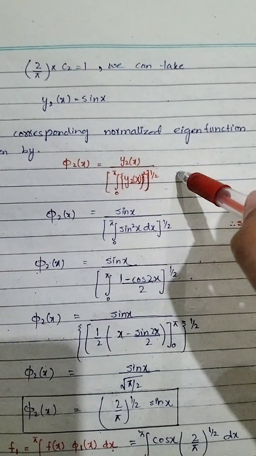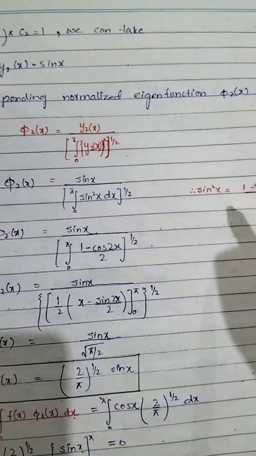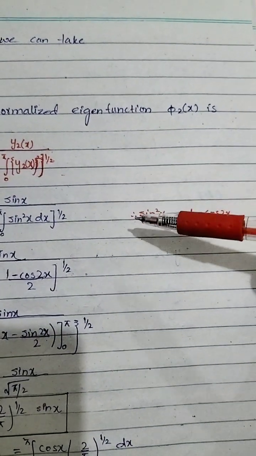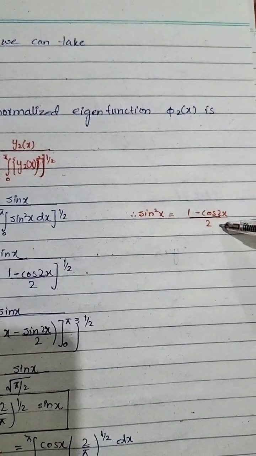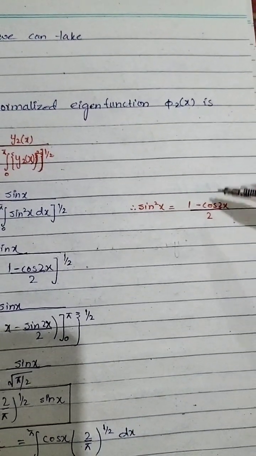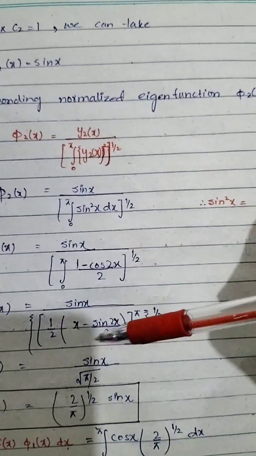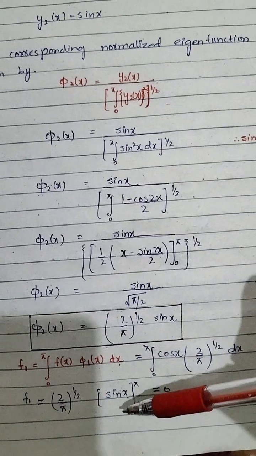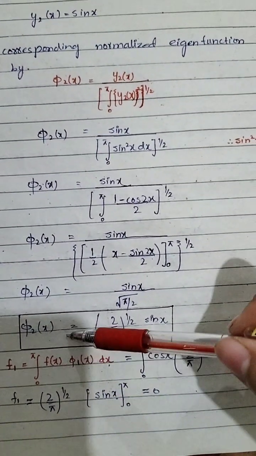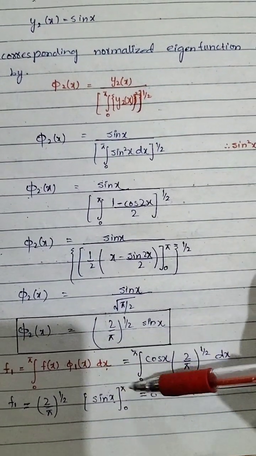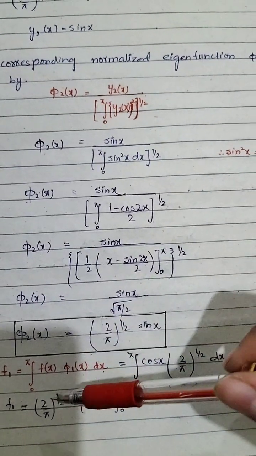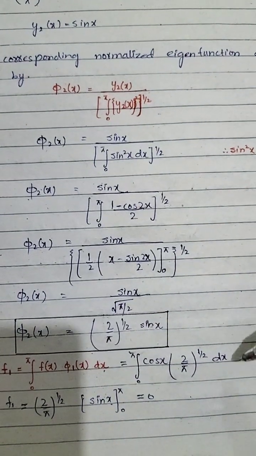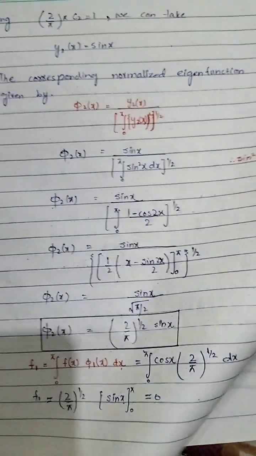Putting the values of y2 of x in this equation and after scaling it, we again use the trigonometric identity, sin square x equals 1 minus cos 2x divided by 2. After putting this, solve the integral and we get this answer. And then now we have to calculate f1. F1 is equal to the integral from 0 to pi of f of x phi 1 of x. After putting phi 1 of x and f of x in this equation and solving this integral, we get f1 equal to 0.